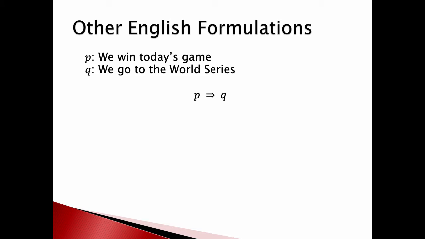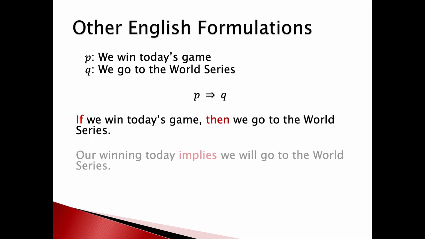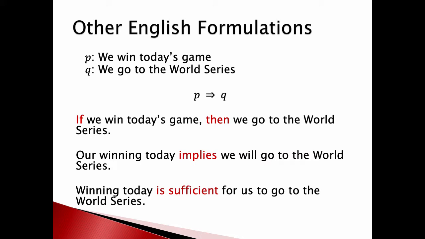So, again, the implication P implies Q, using that we win today's game and go to the World Series. If we win today's game, then we go to the World Series. Winning today implies we go to the World Series. Winning today is sufficient for us to go to the World Series.